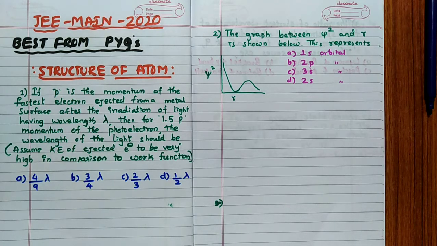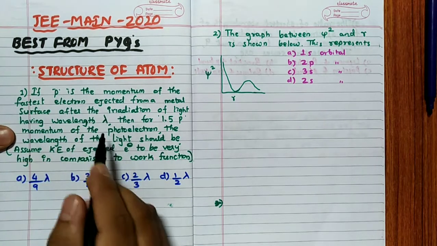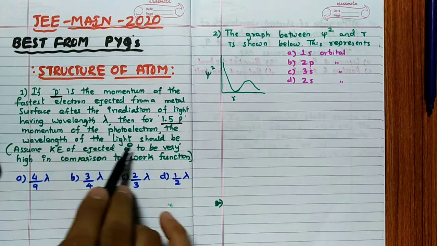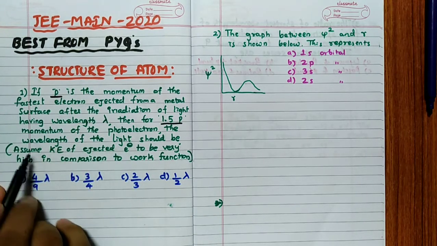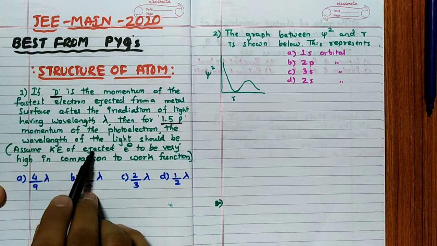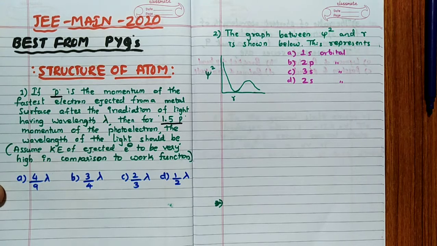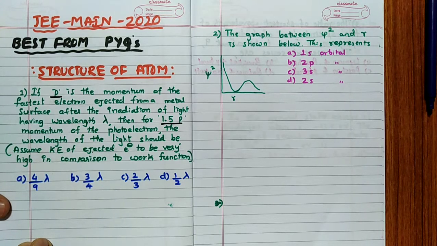So now, first question if you say, if P is the momentum of the fastest electron ejected from a metal surface after irradiation of the light having wavelength lambda, then for 1.5 P means momentum of the photoelectron, the wavelength of the light should be. Here kinetic energy, assume that it is very important, remember. Assume that kinetic energy of the ejected electron is to be very high in comparison to the work function. Which means here we have to relate this wavelength and the kinetic energy. Remember. So hence, so here we know the relationship between the kinetic energy and the wavelength.